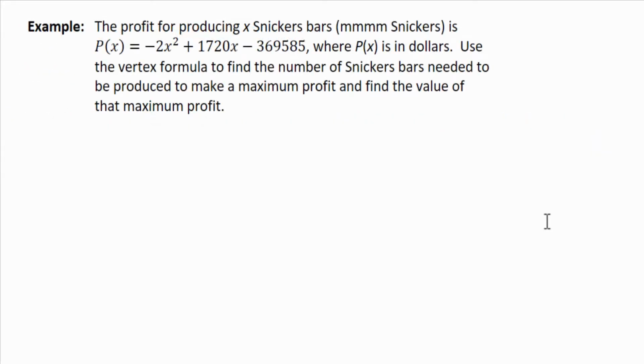In this example, it says the profit for producing x Snickers bars, you've got to say it like Homer, right? Snickers. Is P of x equals negative 2x squared plus 1720x minus 369,585, where P of x is in dollars. Use the vertex formula to find the number of Snickers bars needed to be produced to make a maximum profit and find the value of that maximum profit.